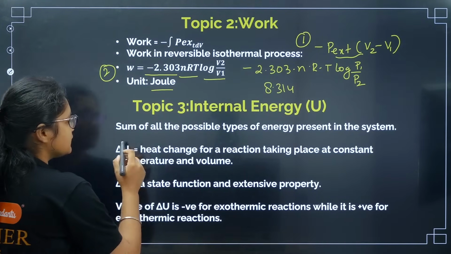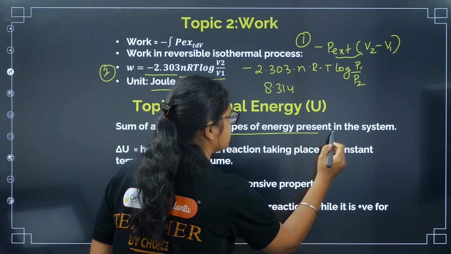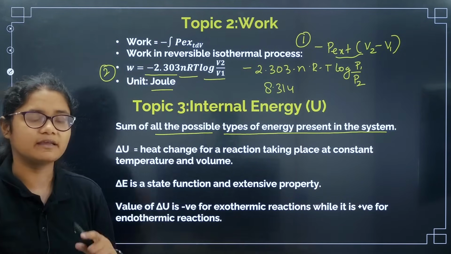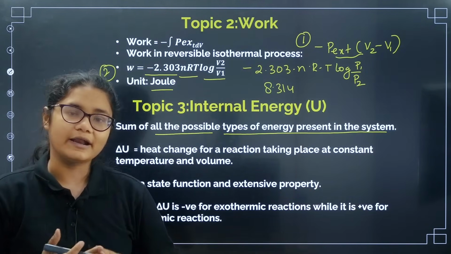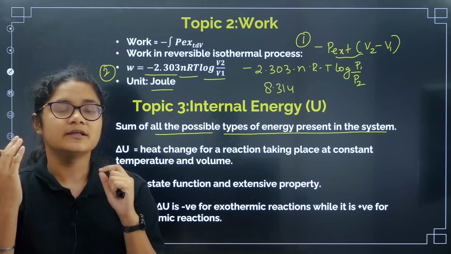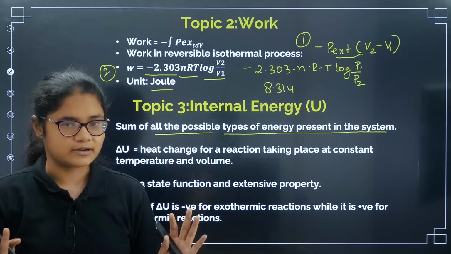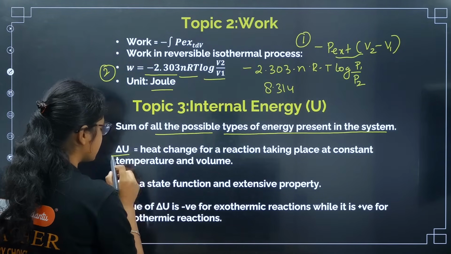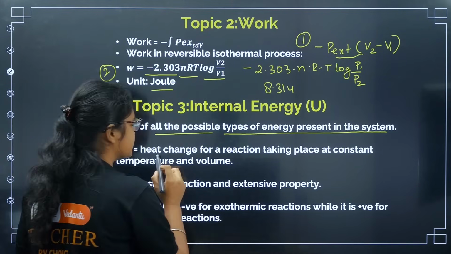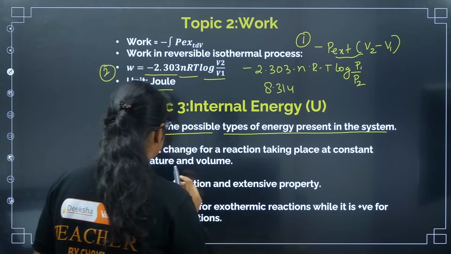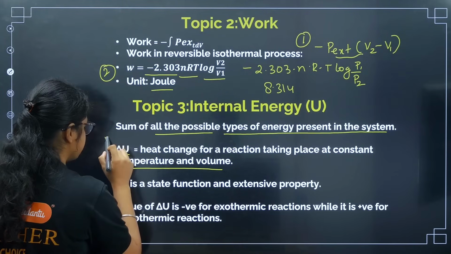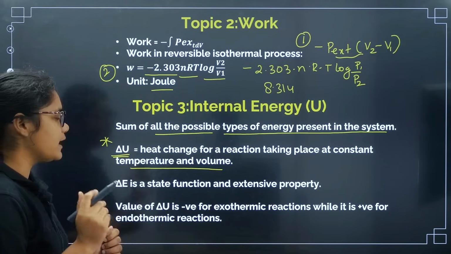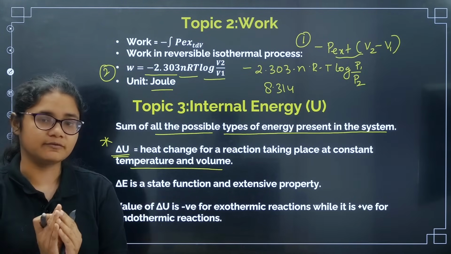So what is internal energy? It is the sum of all the possible types of energy present in the system. Like we have rotational, kinetic, attraction, and then vibrational. So the sum of all the energies is called internal energy. Then what is another definition of delta U? So it is the heat change for a reaction taking place at constant temperature and volume. This is very, very important. Okay. So delta U is the heat exchange at constant volume.